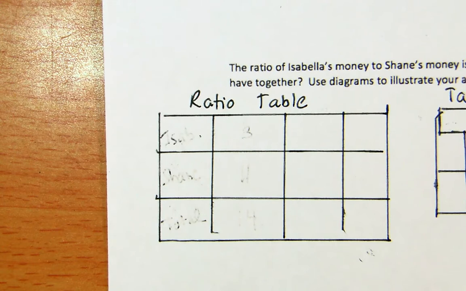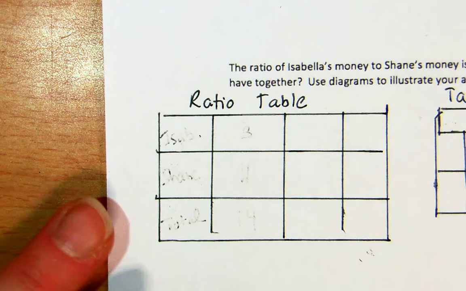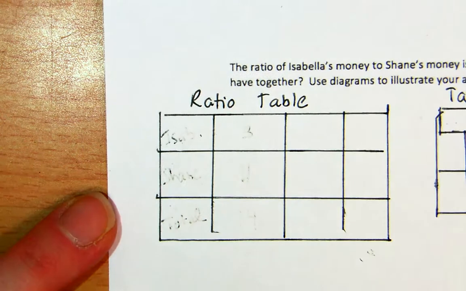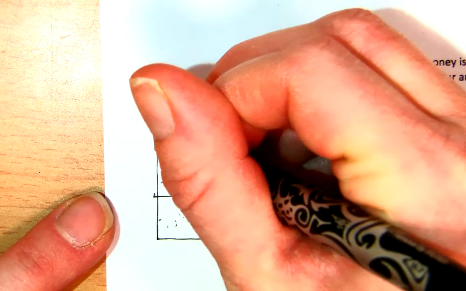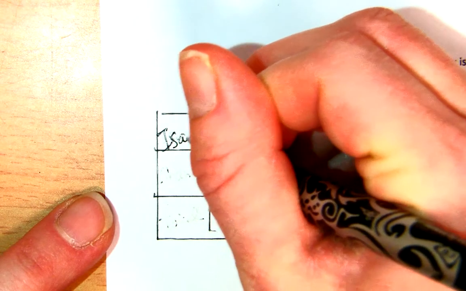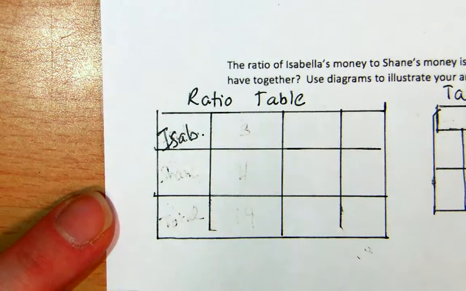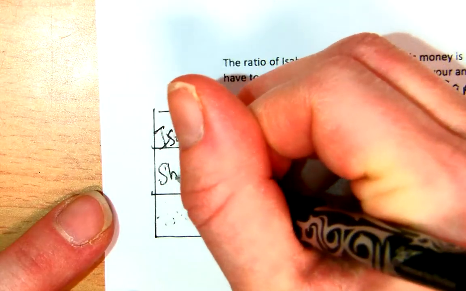So we know that we've got three things going on here. We have Isabella, we have Shane, and we have the money that they have together. So we have Isabella's money, Shane's money, and the money that they have together, which is why I've put 3 rows into my ratio table, okay? The first thing you always want to do with a ratio table is label each row. So my first row is going to be Isabella. My second row is going to be Shane.